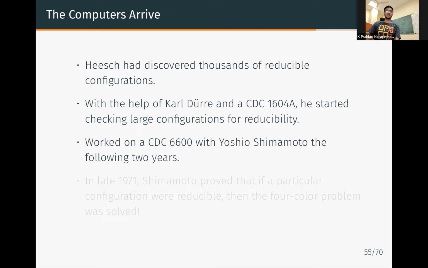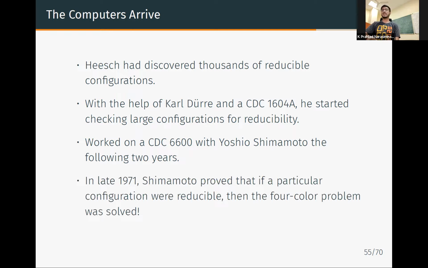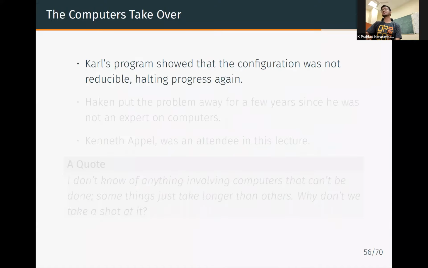Anyway, they took a much bigger computer called the CDC 6600 and tried to solve this with one Shimamoto, who was in, I think, Staten Island at the time. They tried for 2 years, and Shimamoto came up with a theorem that if one particular configuration was reducible, then the 4-color problem was solved. Unfortunately, Carl's program showed that the configuration was not reducible.